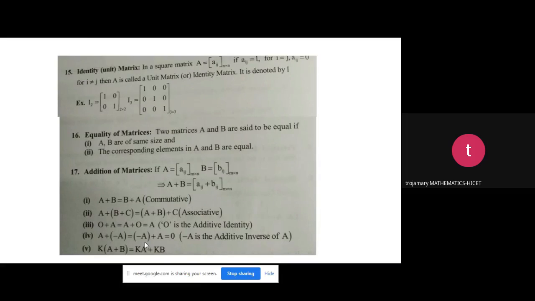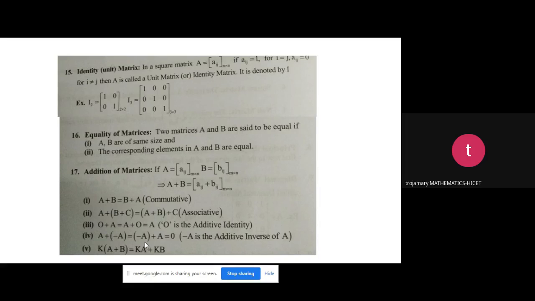Next, this identity matrix we have already seen. Equality of matrices: two matrices are said to be equal when A and B are of the same size and the corresponding elements are equal, that is, if Aij equals Bij. Now, addition of two matrices: we can add two matrices by adding the corresponding elements, Aij plus Bij. Then A plus B equals B plus A, so the addition of two matrices is commutative, and it is also associative, that is, A plus B plus C equals A plus B plus C.